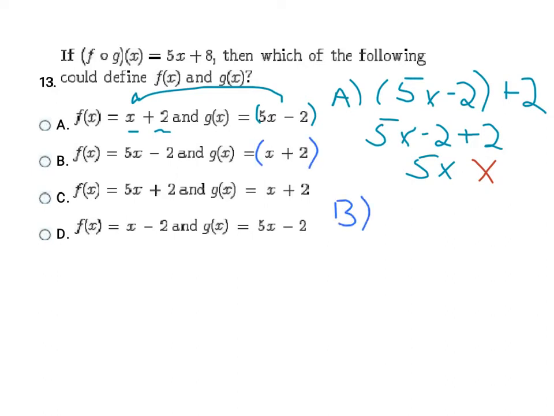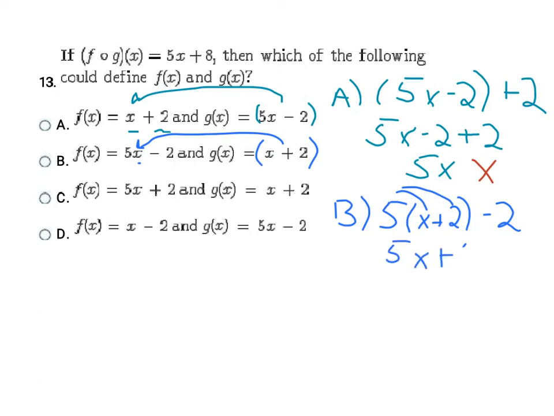So I'm going to replace every x in f of x with the g of x, which is x plus 2. So that means I'm going to have 5, but instead of writing x, I'm going to write x plus 2 in parentheses, and then minus 2. And then I'm going to distribute the 5, which is 5x plus 10 minus 2. Combine my like terms. 10 minus 2 is 8. And that one gives me 5x plus 8, which is what they're looking for. So that's going to be my answer.